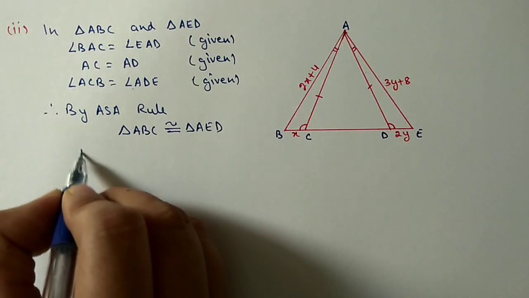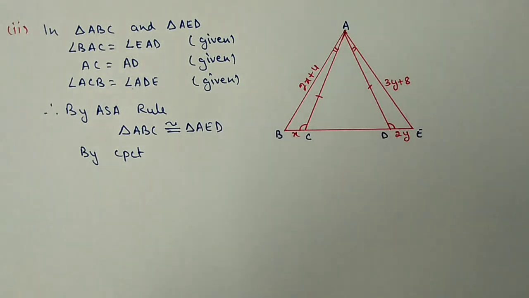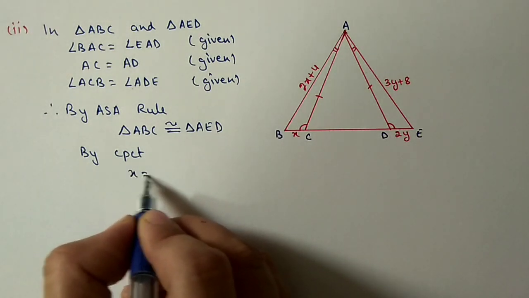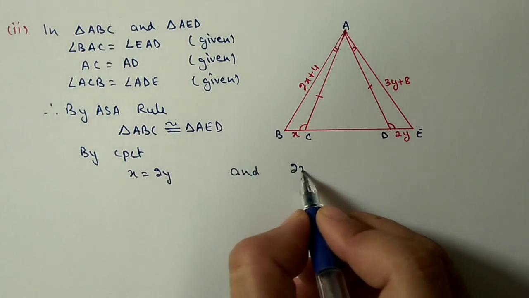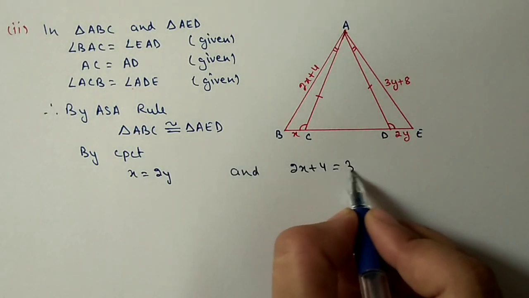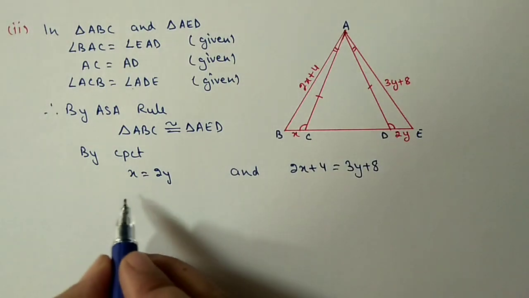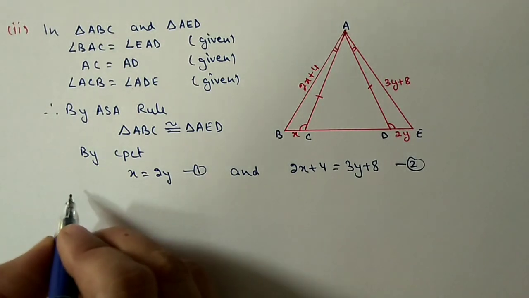So by CPCT we can write remaining corresponding parts will be the same. We can say by CPCT x is equal to 2y and 2x plus 4 is equal to 3y plus 8. We will get two equations here. We can substitute the x value from here in equation 2.